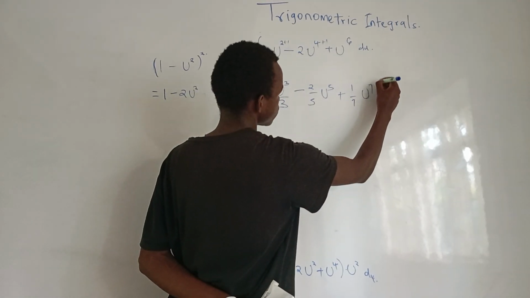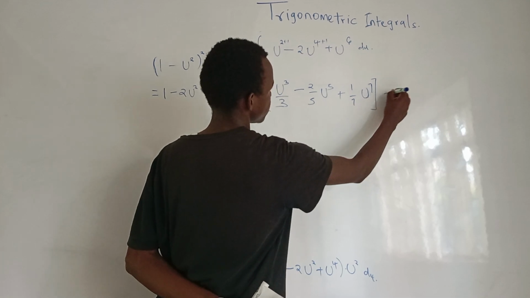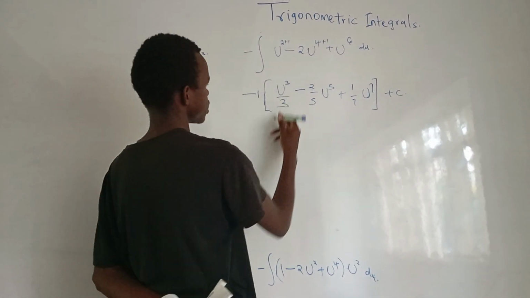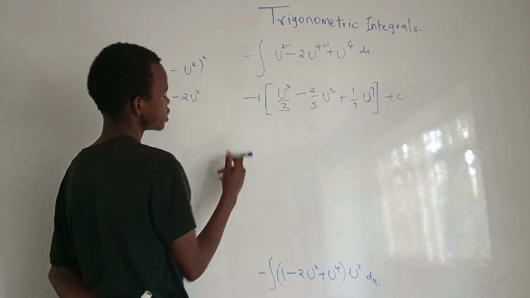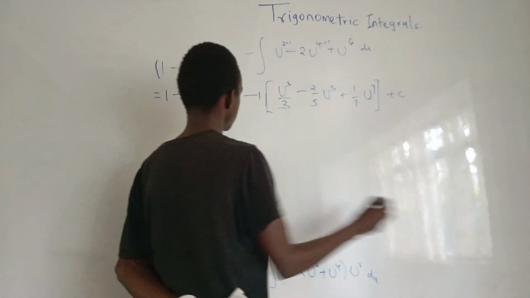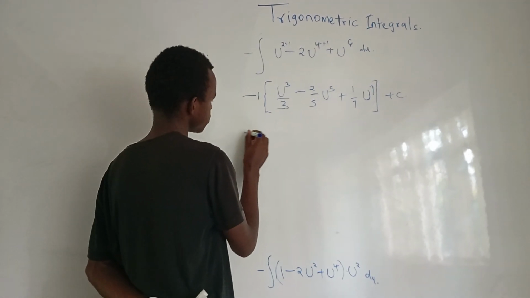So this is u to the 7th, plus a constant c. So let's multiply by the negative, replacing our u, which we said was cos x. So our final answer will be negative.